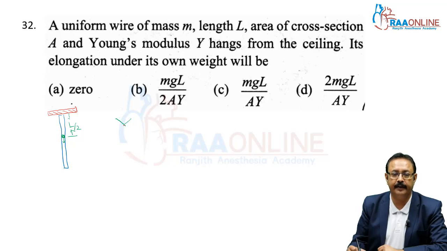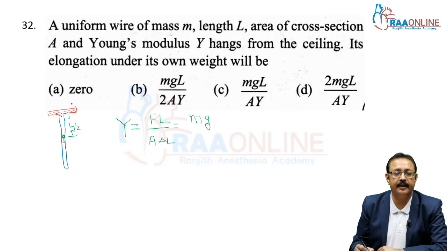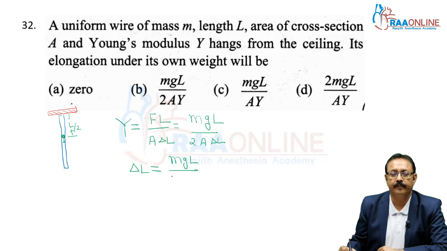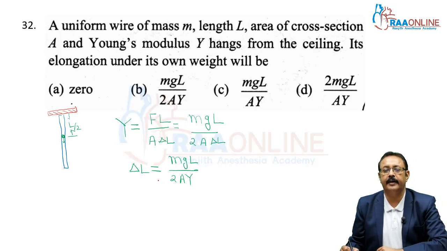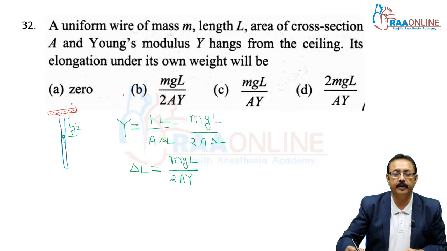We know that what is Y? Y is FL upon A delta L. Weight of the full wire, if mass is m, should be mg. But it is not working at this end, so we cannot take the full length. It should be L by 2. So what is delta L? In this case, delta L should be MgL upon 2AY. So we will go with option B.